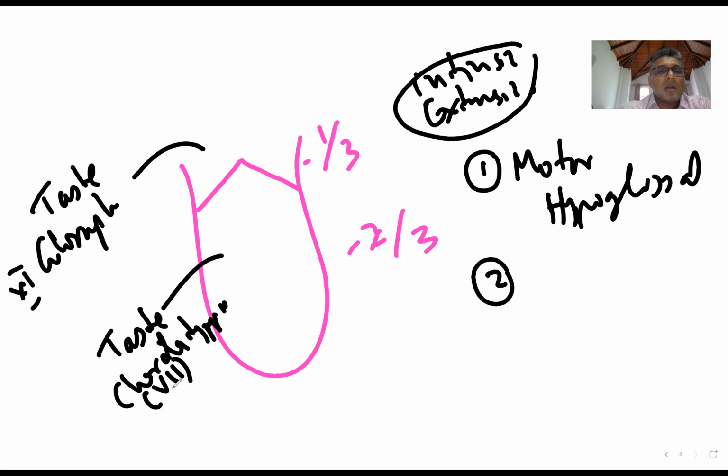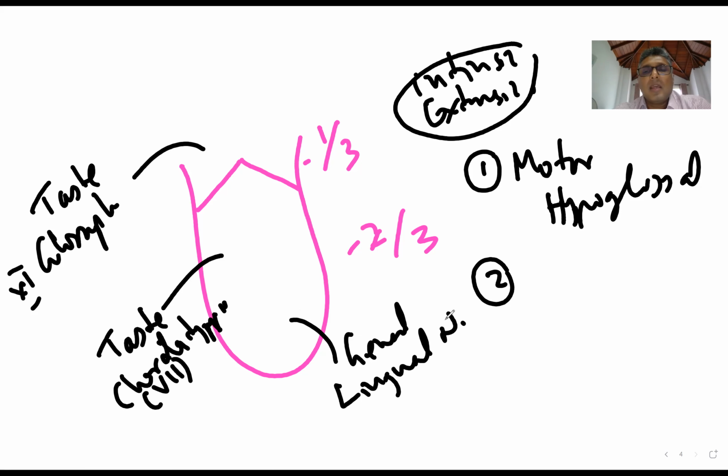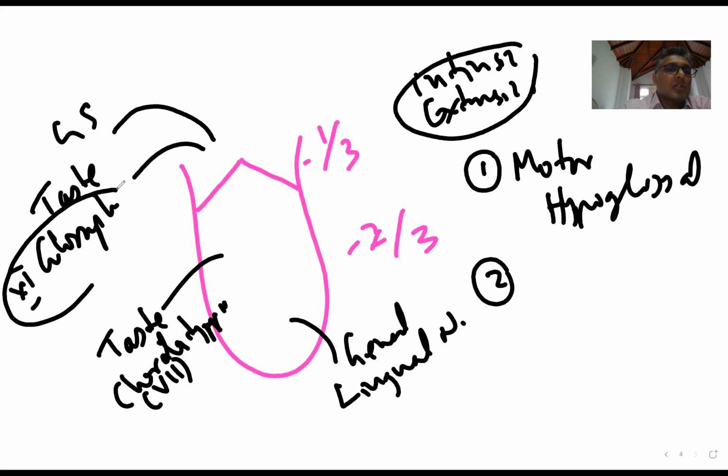So it's the chorda tympani nerve of the facial nerve that takes taste sensations from the anterior 2/3 of the tongue. Then when it comes to general sensations from the anterior 2/3 of the tongue, it is taken by the lingual nerve. The lingual nerve is a branch of the mandibular division of the trigeminal nerve. Then the general sensations from the posterior 1/3 are taken by the same nerve, the glossopharyngeal nerve. So this is the summary of the nerve supply of the tongue.